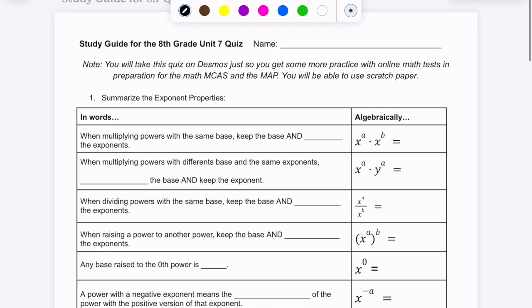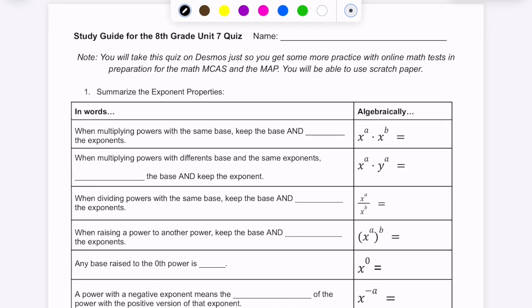Okay, question 1 is just to summarize the key exponent properties. There's not a question like this on the quiz, but it is like everything you'll need. Like if you know all of these, then you should be able to get every question on the quiz right. So sort of just to have this for reference.